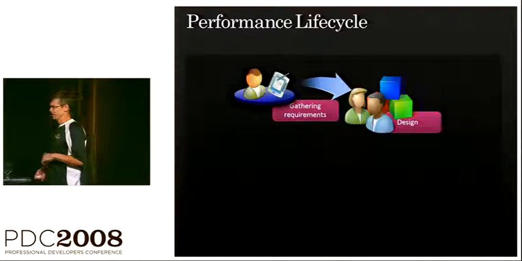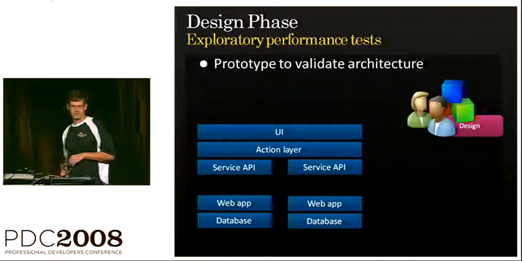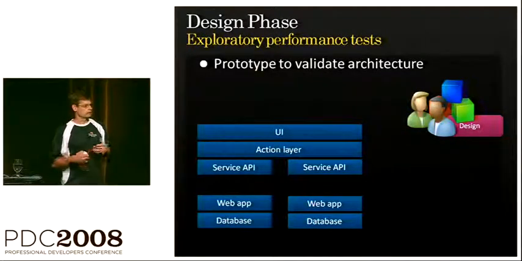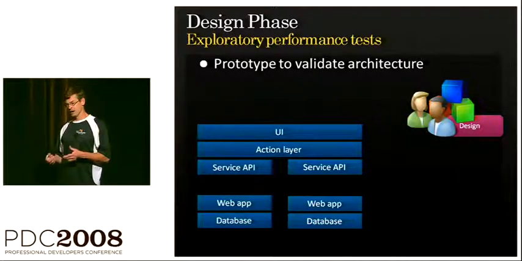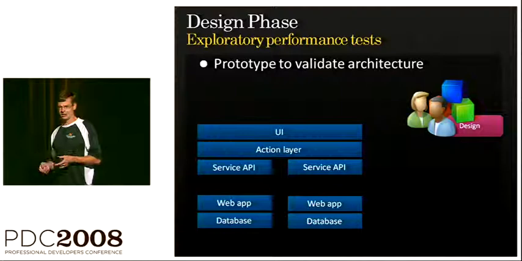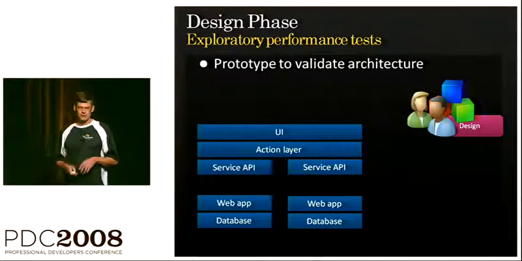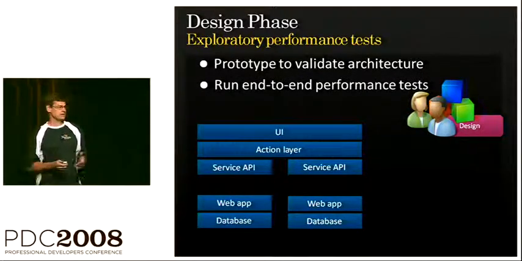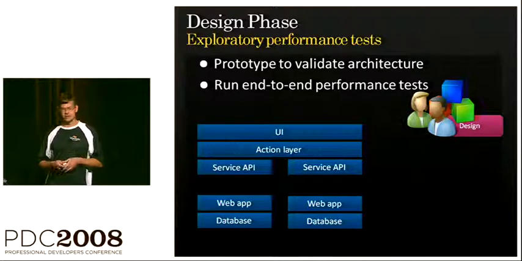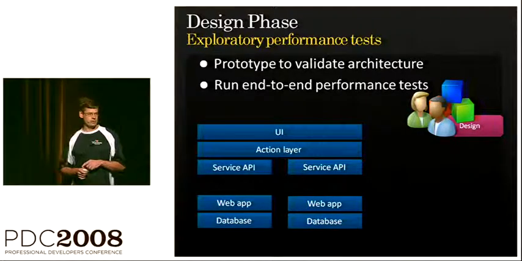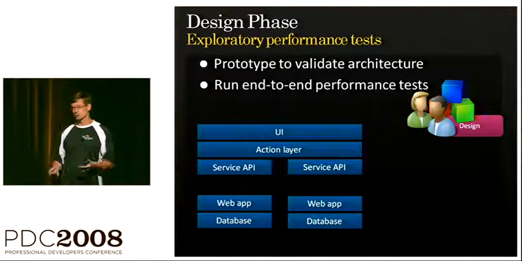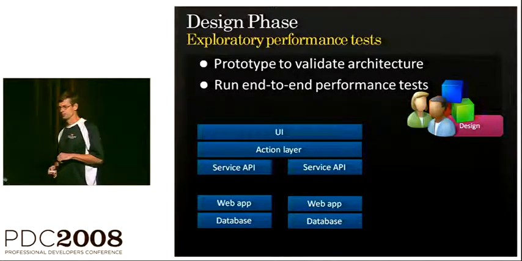Okay, so let's look at performance during the design phase. I think everyone would agree it's a best practice to do prototype during the design and architectural phase to validate your architecture. Well, it's also a really good idea to validate the performance of your architecture. And you can do that by simply doing stopwatch testing of your prototype and making sure it's going to perform like you need it to.